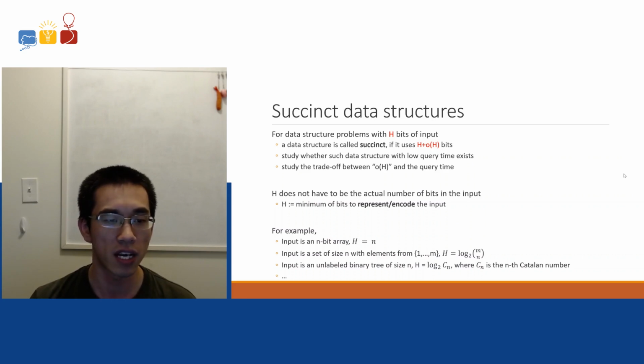And when the input is an unlabeled binary tree of size n, by standard recurrence, we know that there are C of n different such trees, where C of n is the nth Catalan number. So in this case, the optimal space h is defined to be log base 2 of C of n, the Catalan number. And there are more examples.